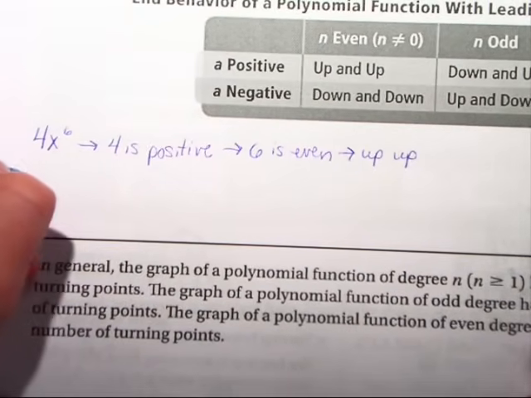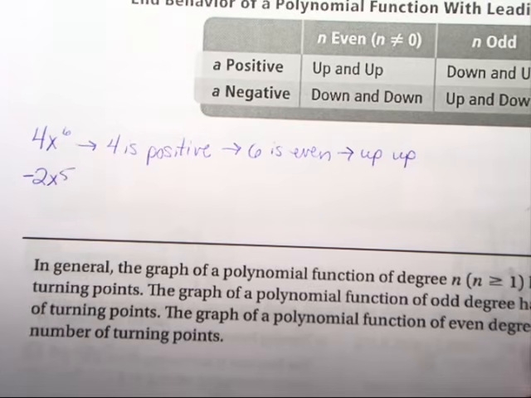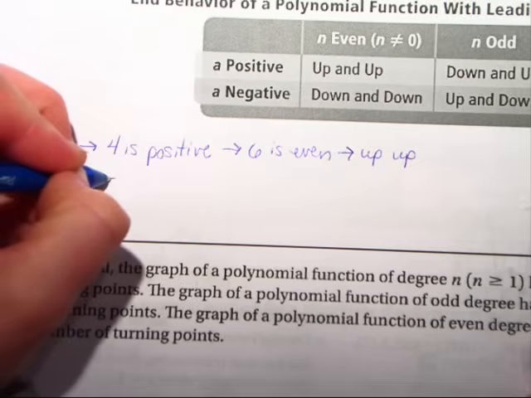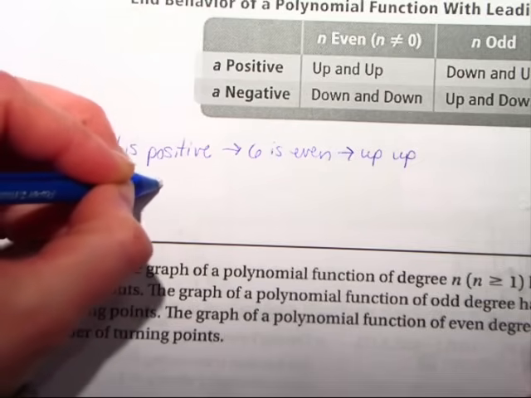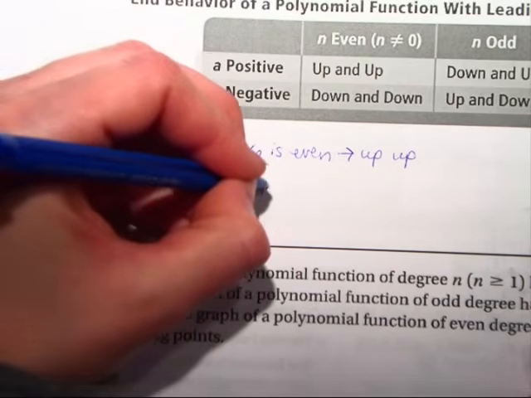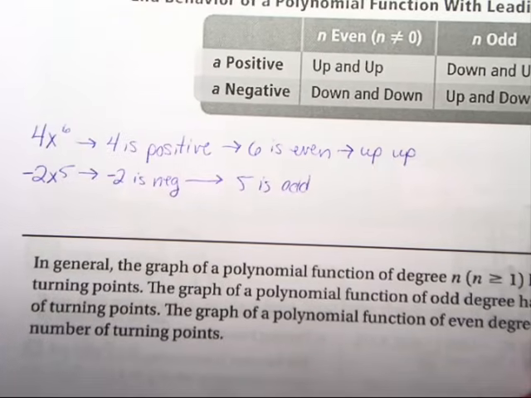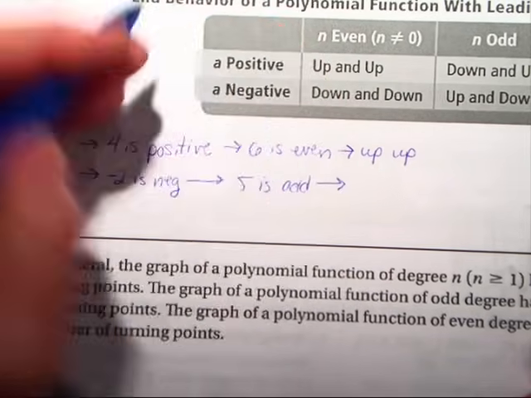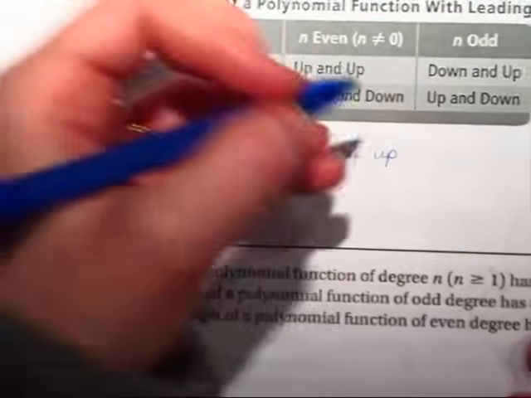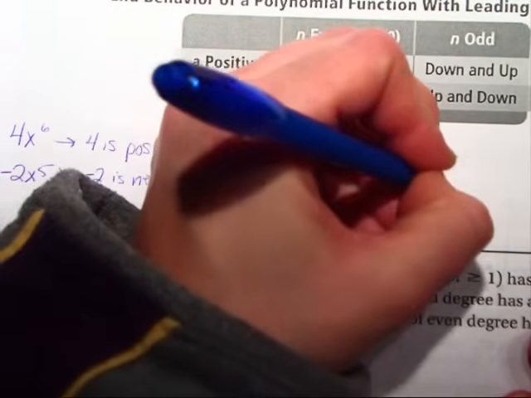Let's try negative 2x to the 5th. Okay, notice that negative 2 is negative, and 5 is odd. So the coefficient is negative, the exponent is odd, so we would go negative odd is up, down. We'll do one more and then we'll move on.